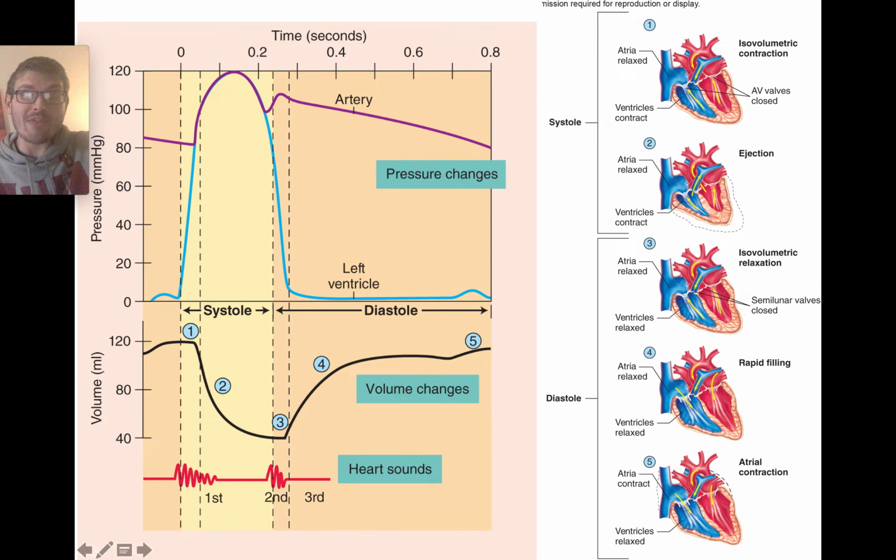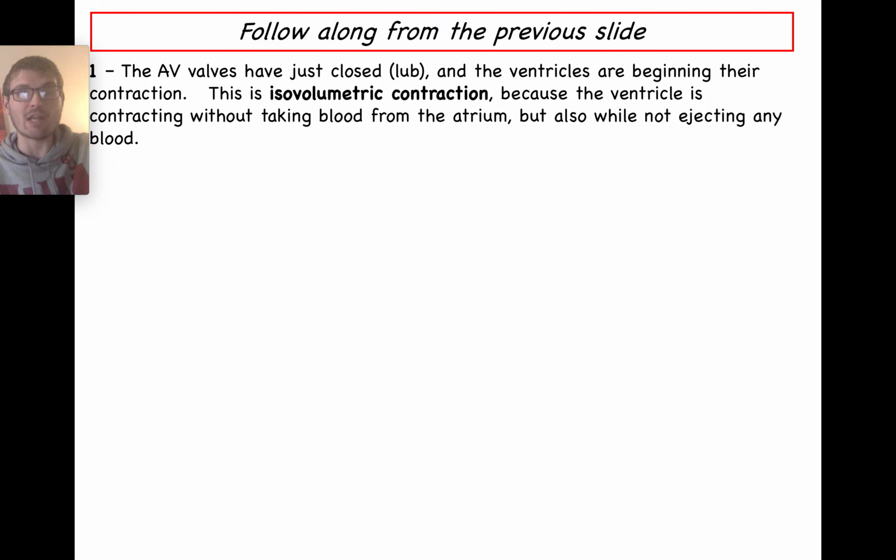So we know that that corresponds to the beginning of systole, because as soon as the ventricles contract, the pressure there is going to exceed the pressure in the atria. So we want to close those heart valves to prevent any backflow of blood. So the AV valves have just closed. So this starts our ventricular systole. So this is going to begin a period called isovolumetric contraction.